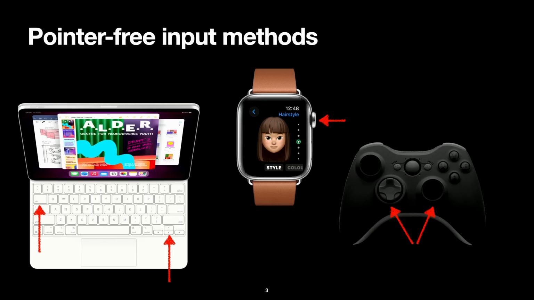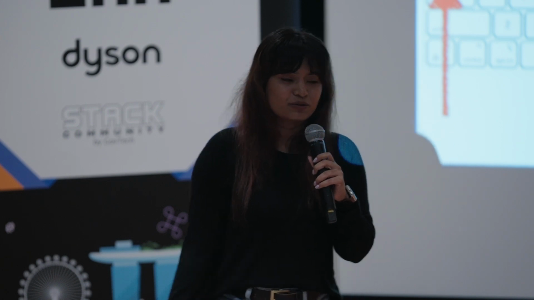So the reason that this technology exists is the absence of pointers, right? We don't have any pointers on platforms like Apple TV and Vision Pro. We also use pointer-free input methods, like using your keyboard for navigation, living the keyboard navigation lifestyle, as we like to call it, on iPads or TVs, or even using your game controllers to control apps on your TV and stuff. Those are also considered pointer-free input methods.